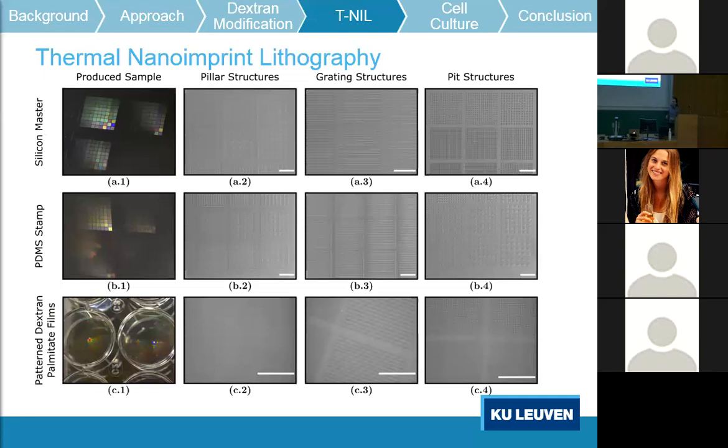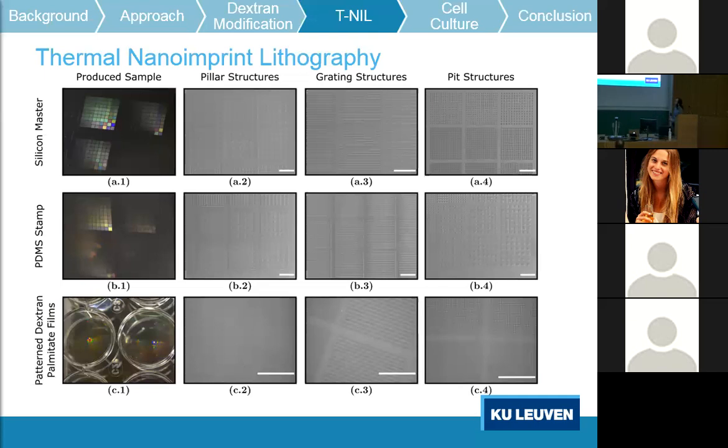And of course, this simplistic setup needed quite a bit of optimization to reliably transfer the patterns from the stamp to the surfaces of the spin-coated materials. And after quite a bit of time, I did manage to get it to work quite reliably. And here you can see the patterned films on top of a glass substrate set inside a cell culture plate, and some examples of the structures there.